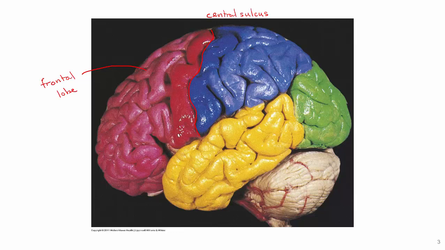Everything in red, everything in green is the occipital lobe. This in yellow is the temporal lobe. This structure is obviously the cerebellum. What does the cerebellum do?